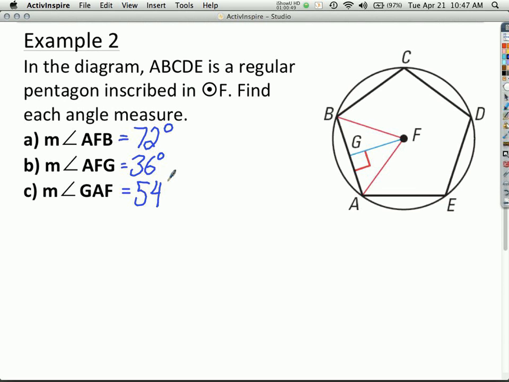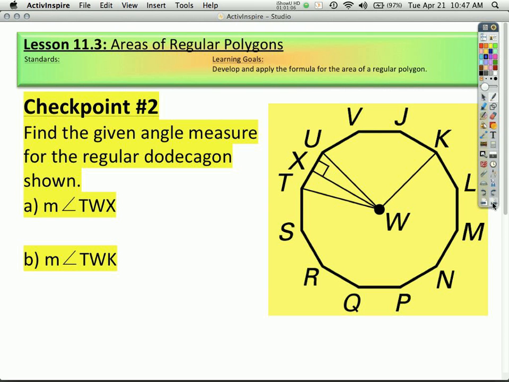54 degrees. There was another way to do it, but that's great. So anyone have any questions on how to find an angle? Just simply find an angle. It's all based on central angle and the fact that this is a regular pentagon. Any questions? Good. Checkpoint number 2.